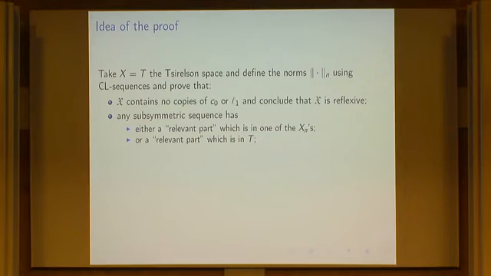And this is a very rough idea, okay? If I have a subsymmetric sequence in this interpolated space, I can show that either it has a relevant part in one of the Xn's, or it has a relevant part in the countable one which you used to interpolate all of them, right? And the Tsirelson space has no subsymmetric sequences, so this second alternative cannot hold. So I know that one of the Xn's has a subsymmetric sequence. It's not really that it has a subsymmetric sequence, but it has some relevant information of it.